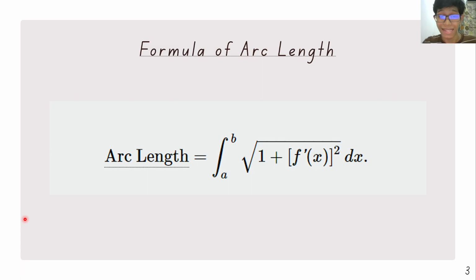The first one is arc length equal to the integral from a to b of the square root of 1 plus f prime of x squared dx. In this case, we can use this formula only if y is equal to f of x. In this video, I'm going to try to obtain this formula by using the curve that was given.